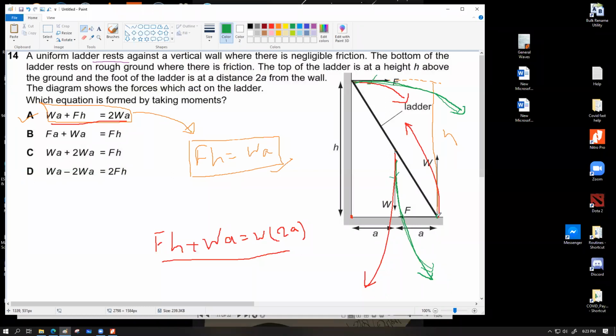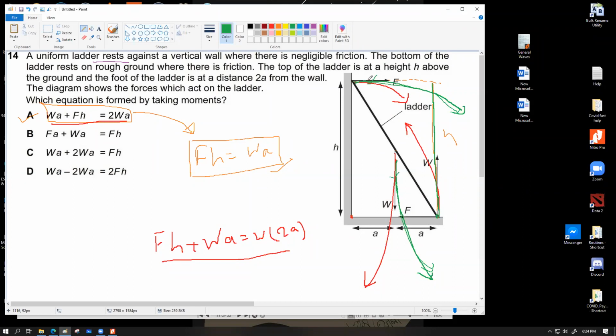Yes, I understand the directions. Okay, and now if you consider the perpendicular distances of W and F individually, F is how far apart, perpendicular distance from the force F from this pivot point, how much is that? This line is how much long? H. 2A, 2A. No, not 2A.